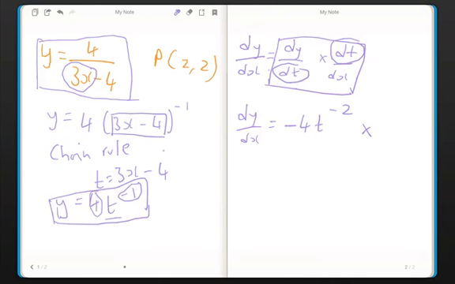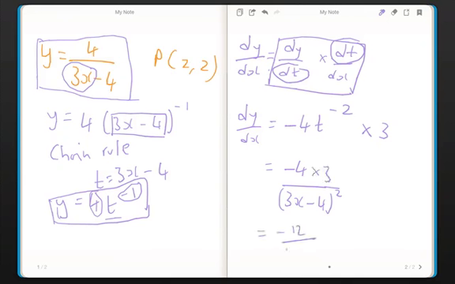Now, dt by dx, as we have over here, is equal to 3. Am I correct? Yep. So we have this equal to minus 4 into, what is t equal to, 3x minus 4, divided by (3x minus 4), the whole squared. I brought the power back down into 3. So minus 4 into 3. So this is equal to minus 12 divided by (3x minus 4), the whole squared. Now, please take this down. This is dy by dx.